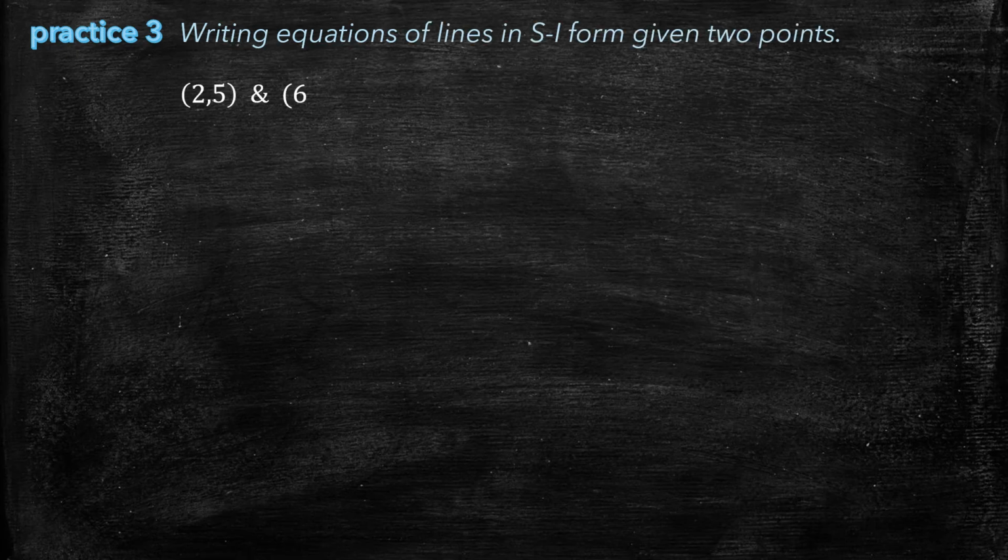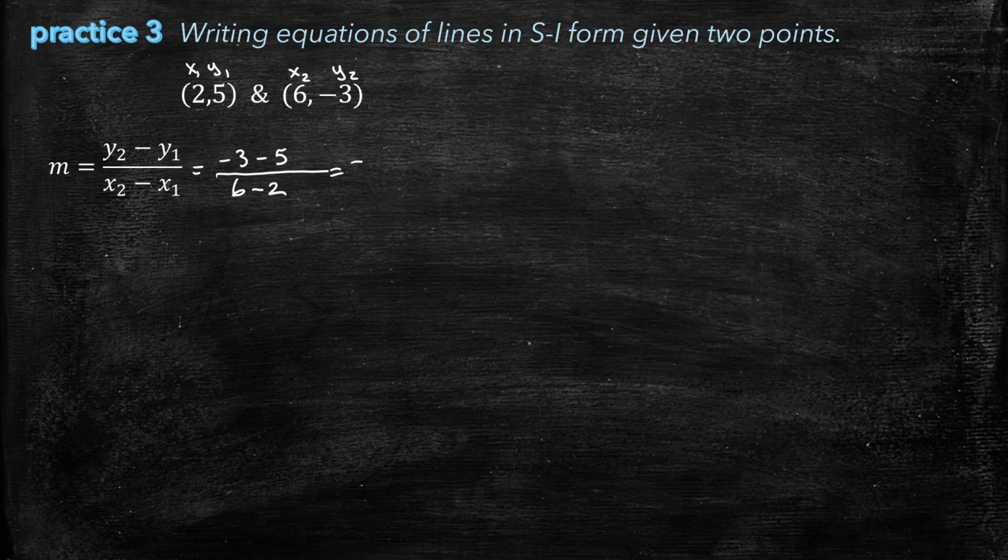So for a third practice problem, we are going to practice writing equations of lines in slope-intercept form given 2 points. So here are the coordinates of 2 points, and in order to write slope-intercept form, we've got to first find the slope. So let's make this x1, y1, this point, and x2, y2. It doesn't matter which is which, as long as you're consistent. So we would get -3 minus 5 over 6 minus 2, -8 over 4, which is -2. So in the equation y equals mx plus b, we do know now that we can substitute m as -2.